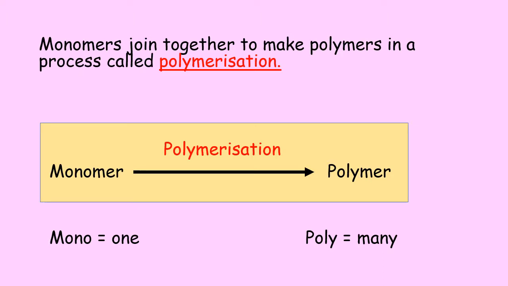The process, or the name of the chemical reaction used to join monomers together in a polymer, is called polymerization. So monomer to polymer is polymerization. So mono means one, poly means many.